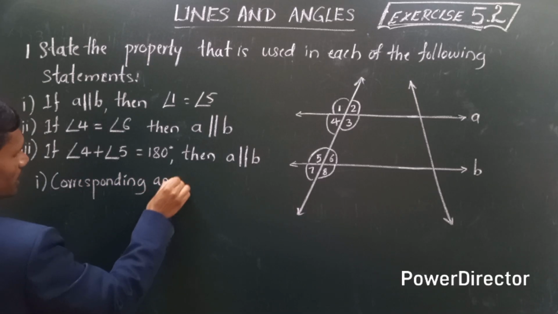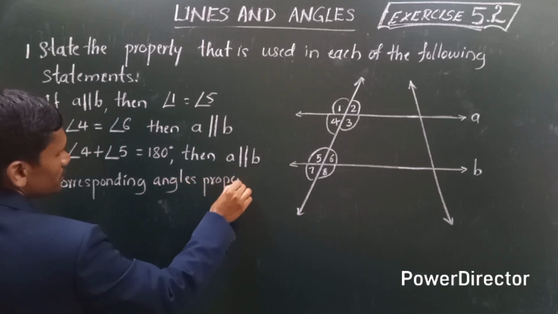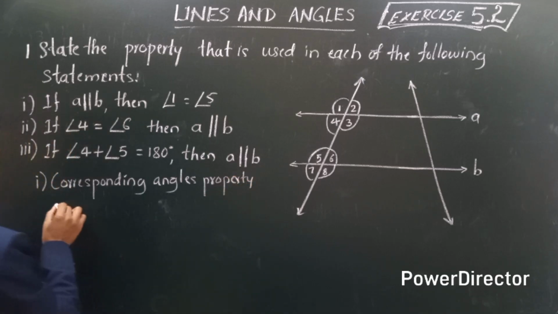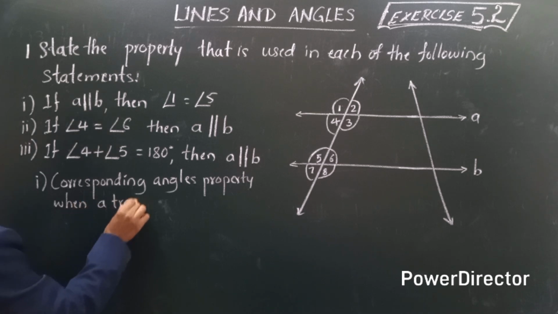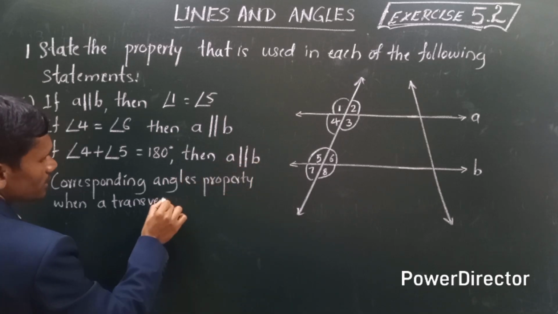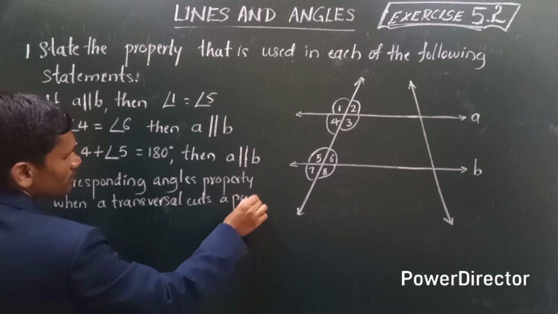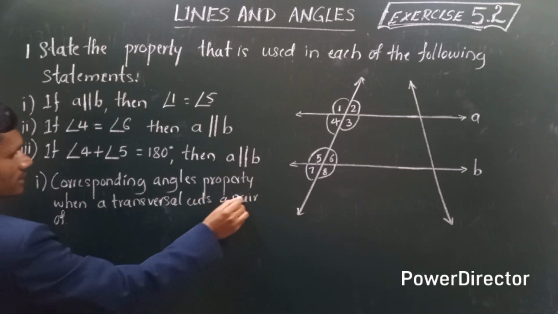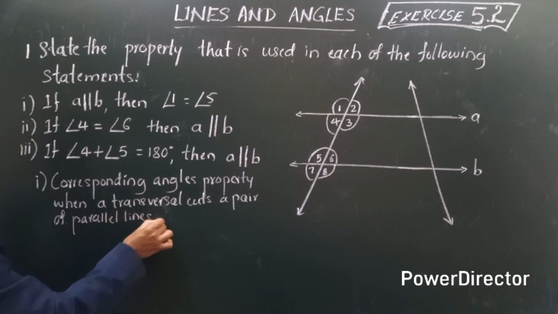Corresponding angles property. When a transversal cuts a pair of parallel lines, right? This is the property. Parallel lines, this is the condition.